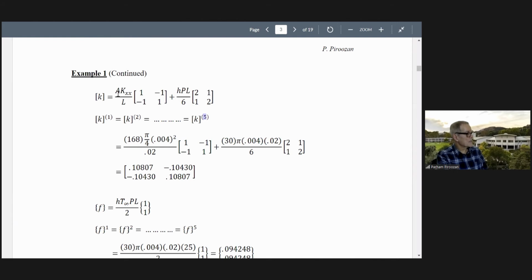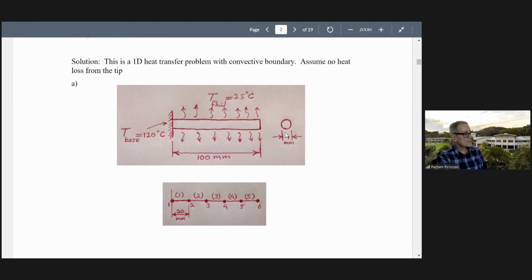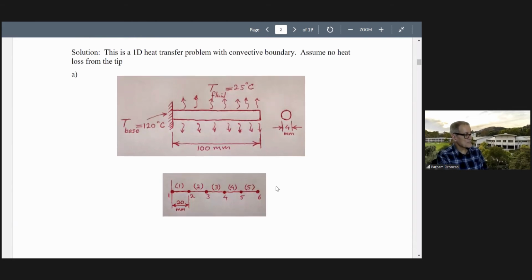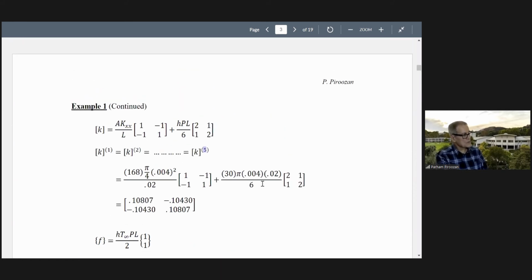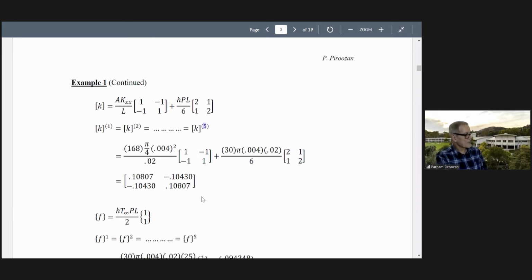Pi over 4 d squared, this is area. K is given, 168. Length. H is given, 30. Perimeter is pi d. This is the perimeter where this surface is used for convection. Pi times d, length is this one. So adding them, we get this one. This is the same for all of these elements.